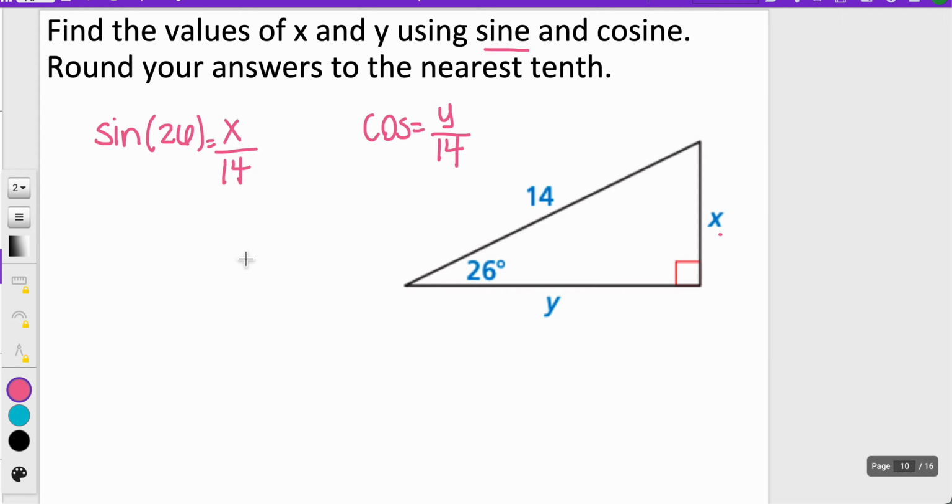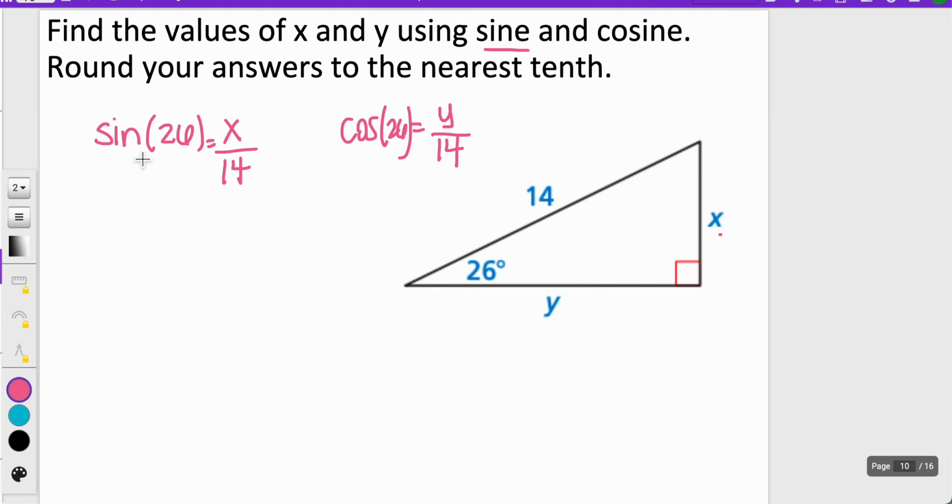And that'll be cosine of 26. I need to rewrite that guy. So sine of 26 and cosine of 26, okay? So really, the way this question was worded was a little bit tricky because it didn't say find the cosine and sine of 26. It just said solve for x and y, but we can use sine and cosine of 26 to find x and y.